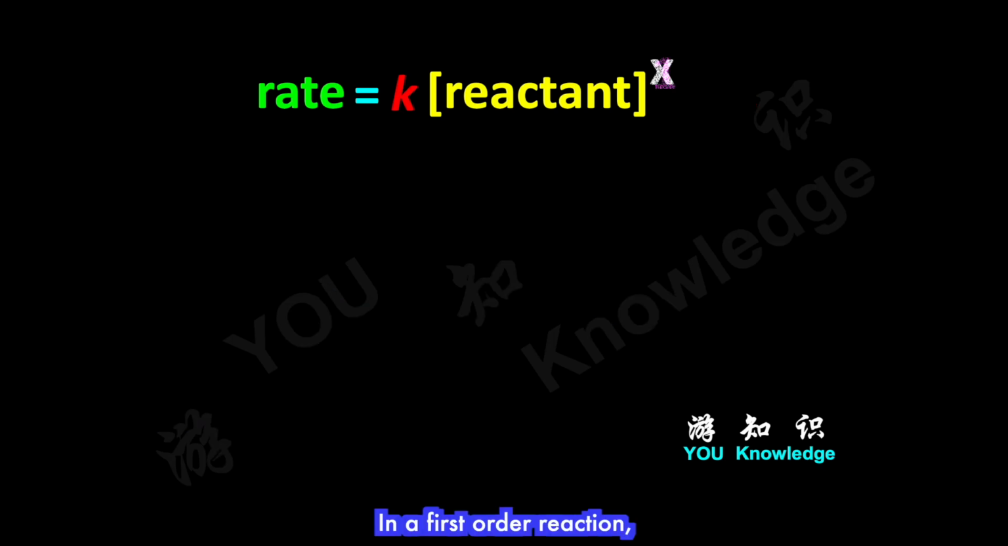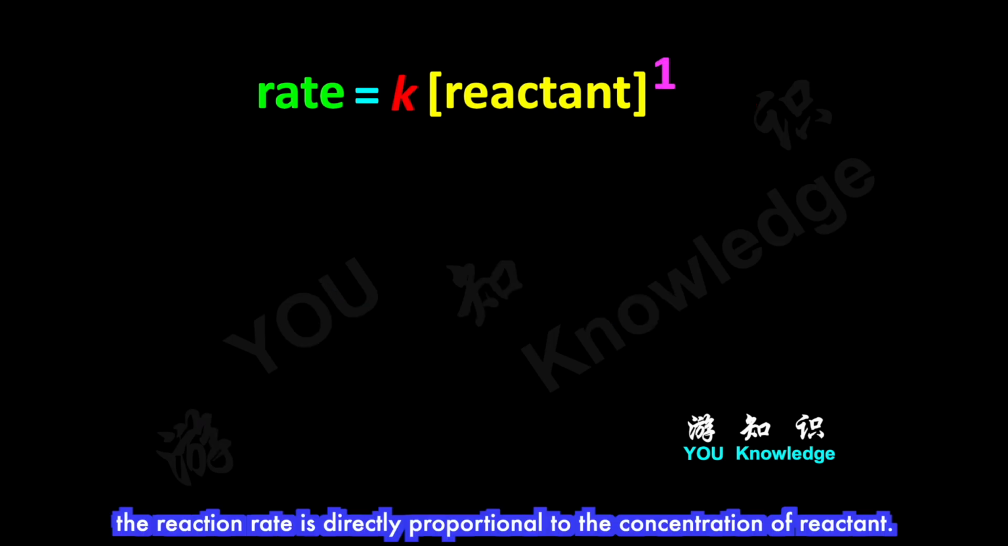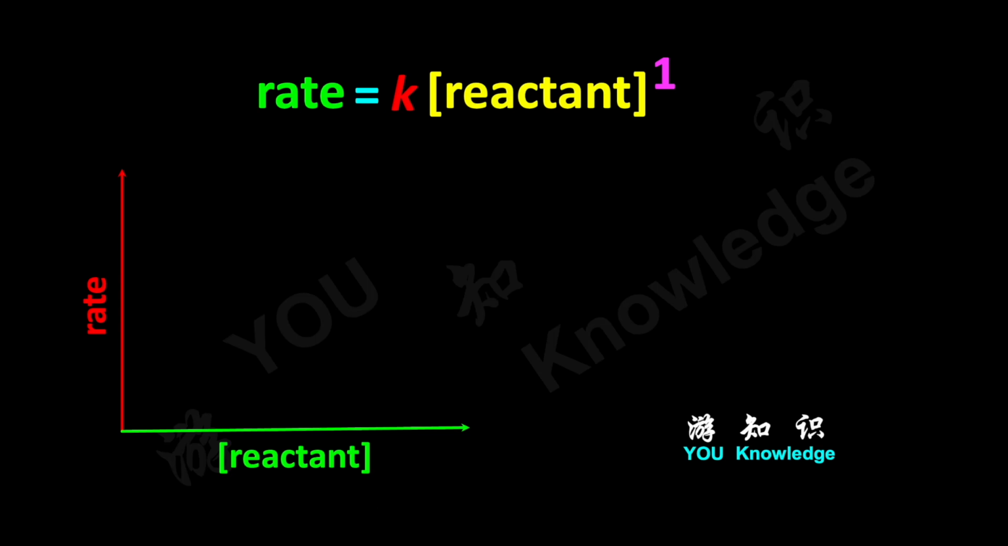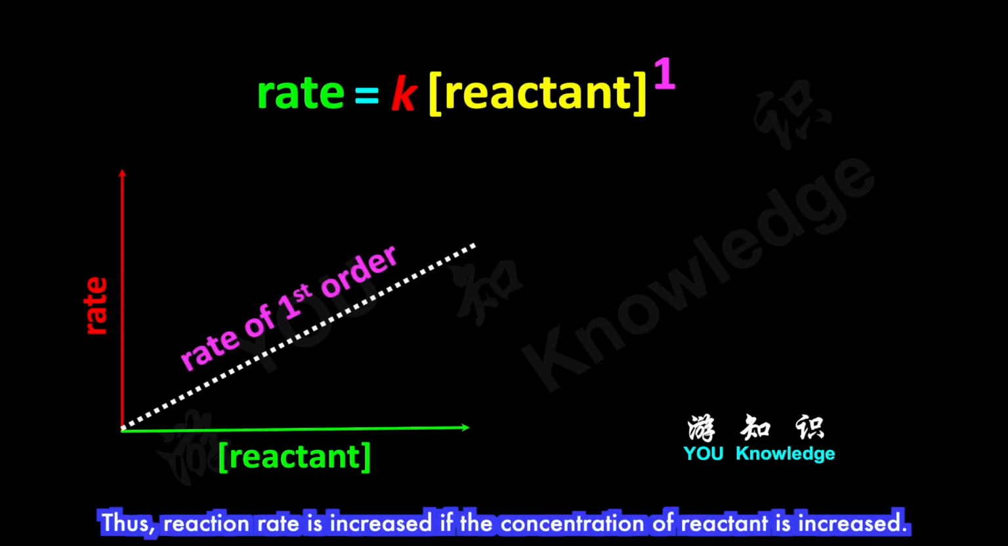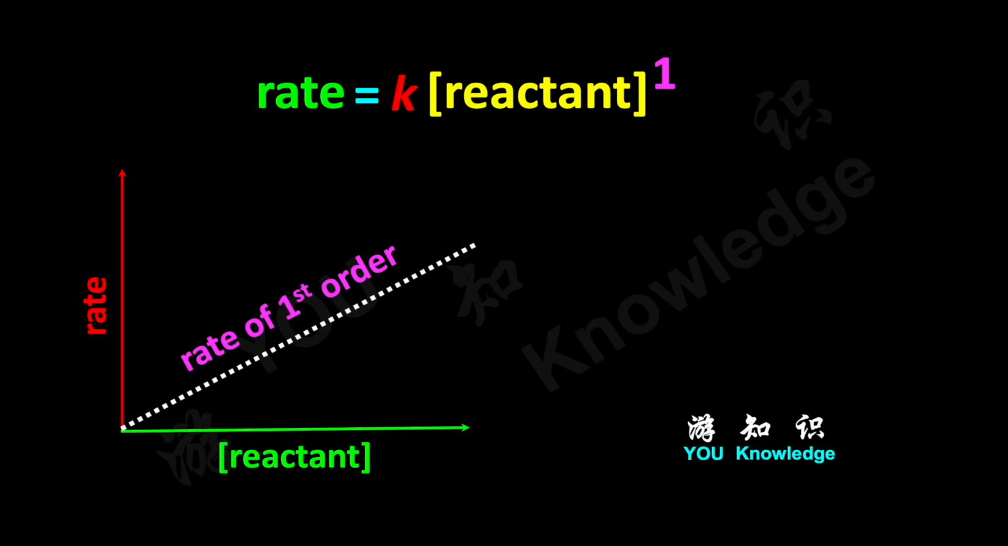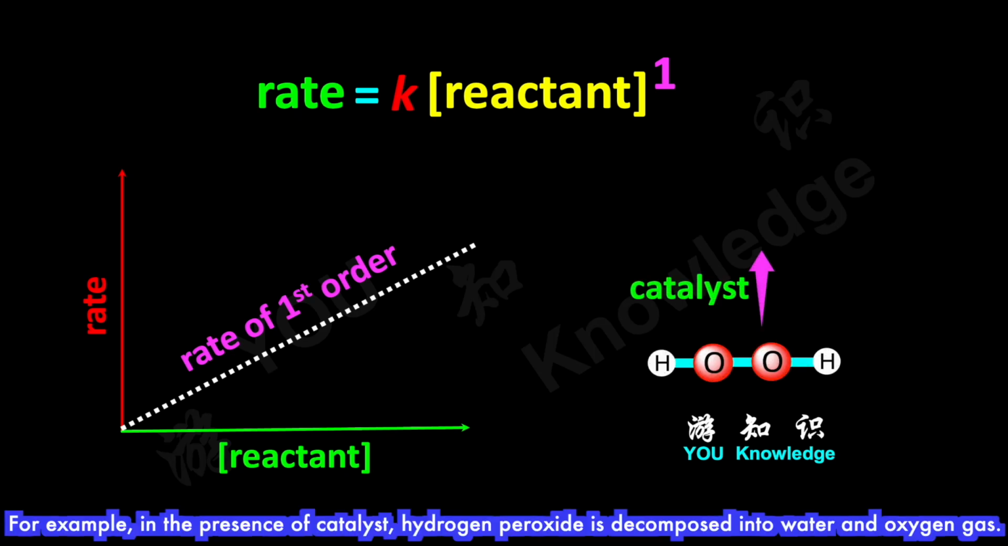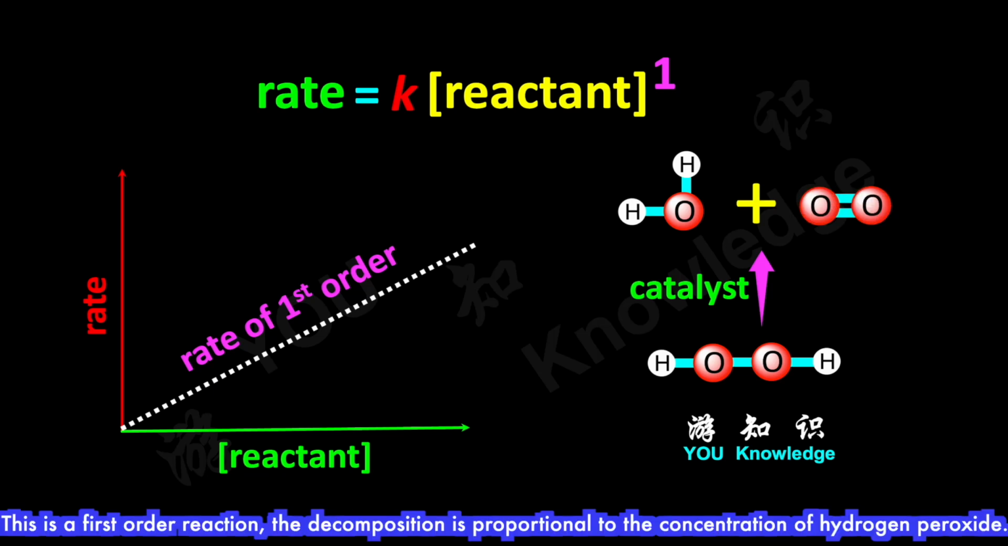In a first-order reaction, the reaction rate is directly proportional to the concentration of the reactant. Thus, the reaction rate is increased if the concentration of the reactant is increased. For example, in the presence of a catalyst, hydrogen peroxide is decomposed into water and oxygen gas. This is a first-order reaction. The decomposition rate is proportional to the concentration of hydrogen peroxide.